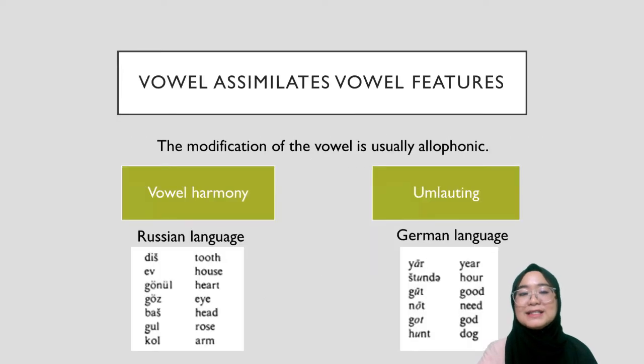The next is vowel assimilates vowel feature. It is related to vowel harmony and umlauting. The modification of the vowel is usually allophonic. It's kind of hard to find in English words, but it is very common in Russian and German, as you can see from the example.